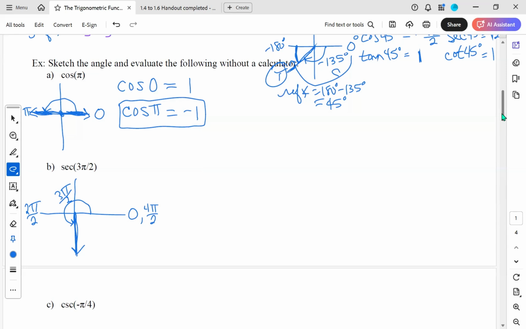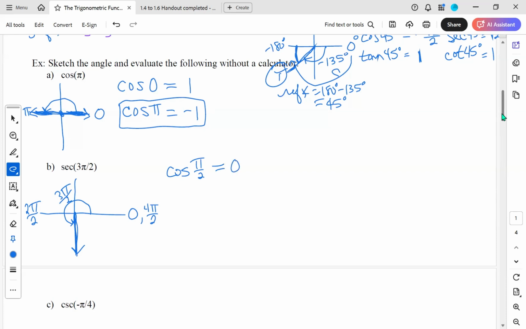So again, I'm going to show you how I think this out. Secant is the reciprocal of cosine. So I want to deal with the cosine of pi over 2. I want to get this into that quadrant 1 or on the positive x or the positive y axis. So the cosine of pi over 2 is 0.